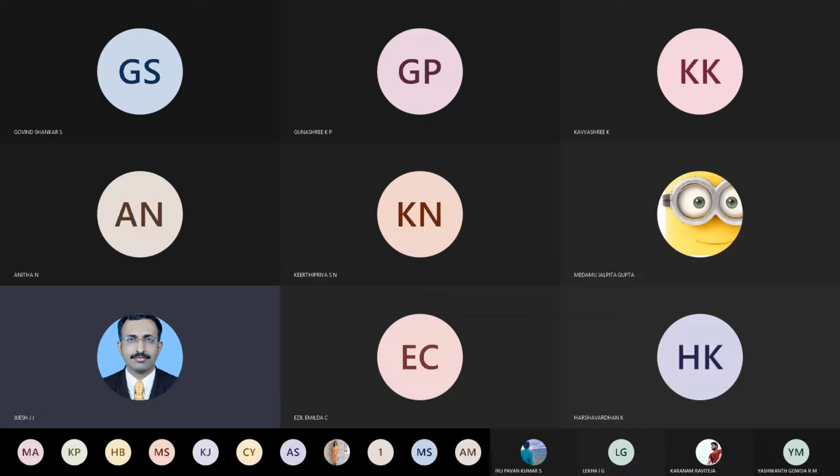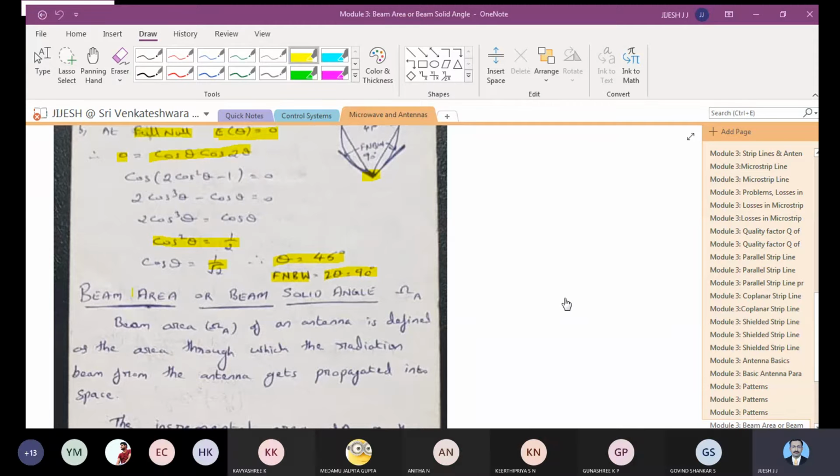So we will start with the day. Last class, all of you completed the first null beam width and half power beam width. So you got the answers for the previous problem. We will continue with the next concept and proceed further.